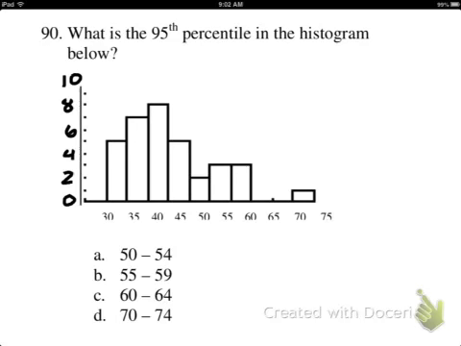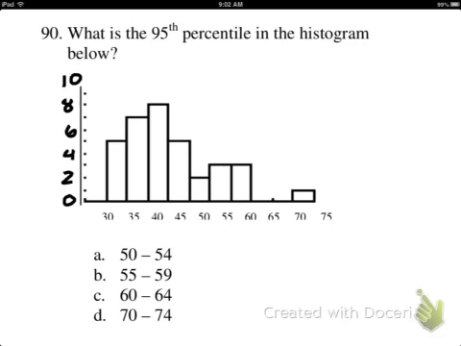So welcome to this first video where we're going to work backwards through some of the questions that you have on the benchmark review. So we're going to start with problem 90. This is the most recent thing that we have learned. It dealt with percentiles and histograms. It asks us what is the 95th percentile in the histogram below.